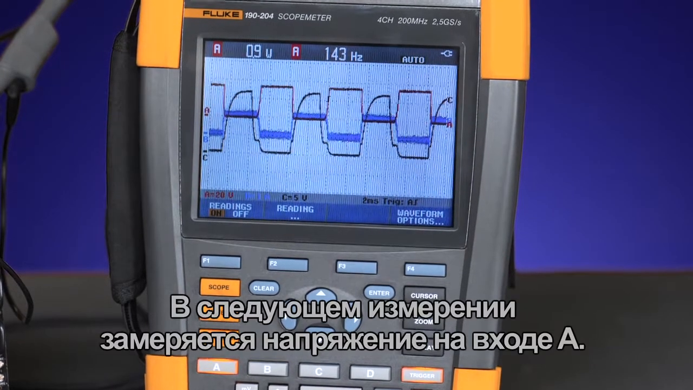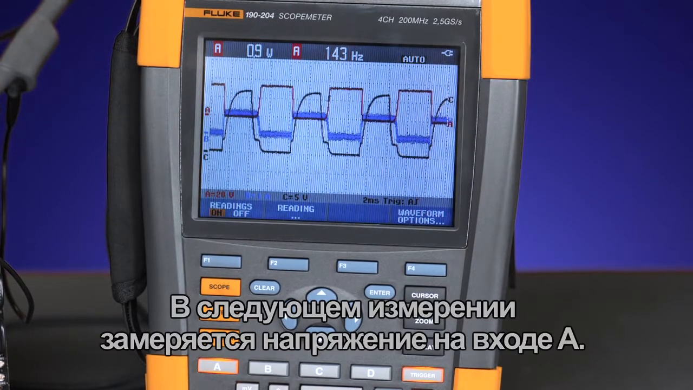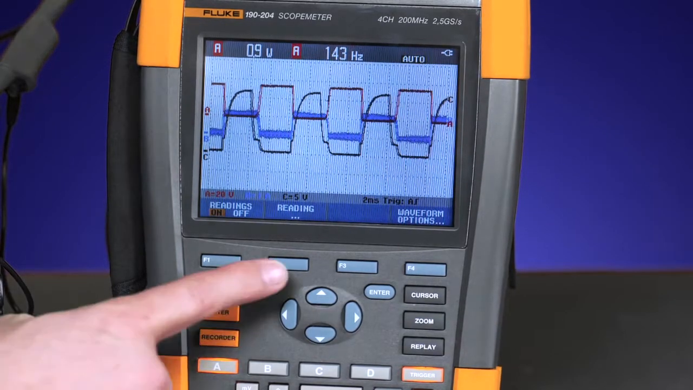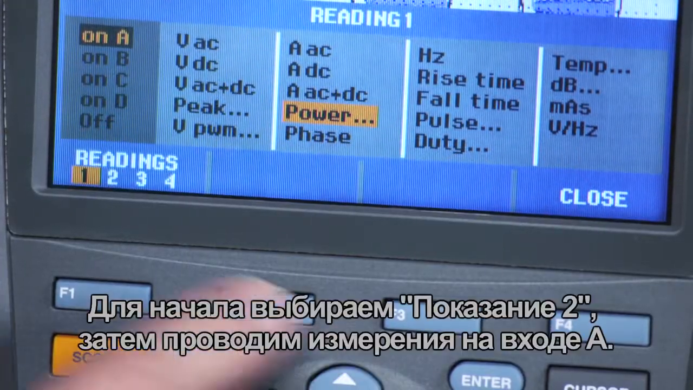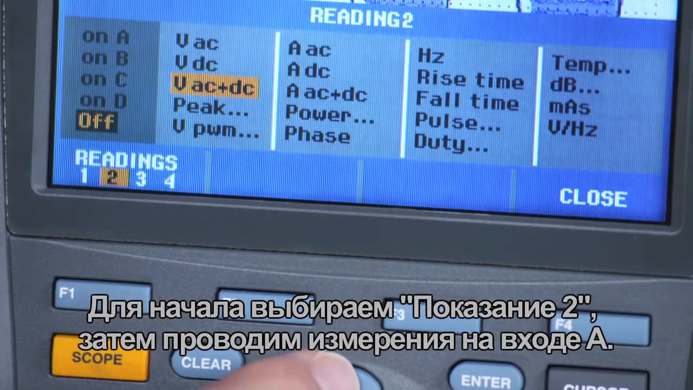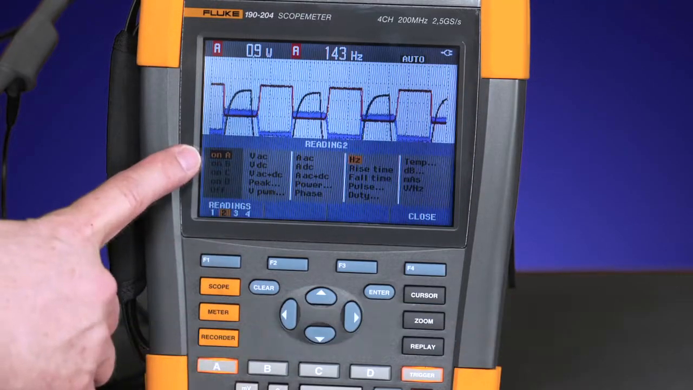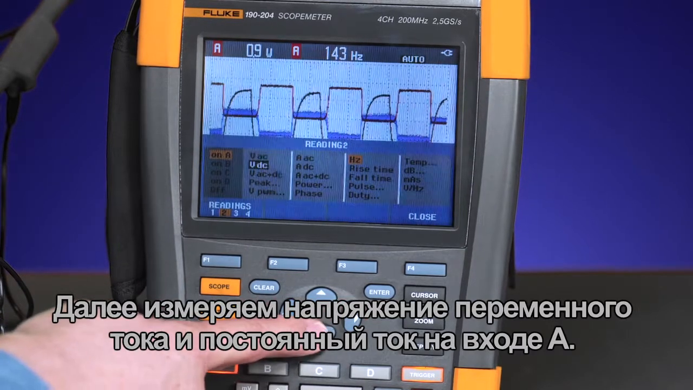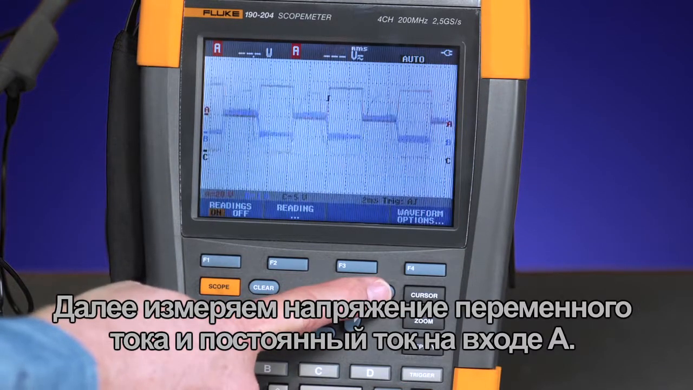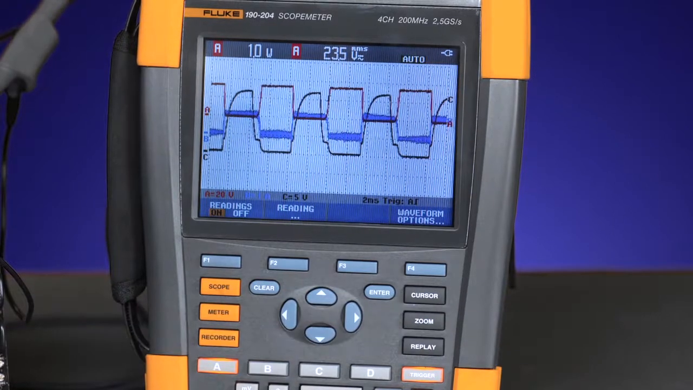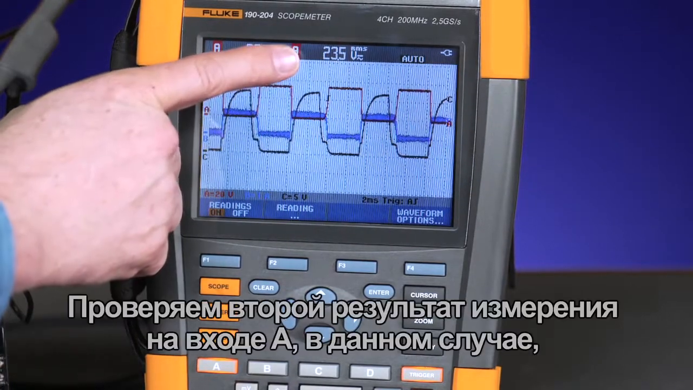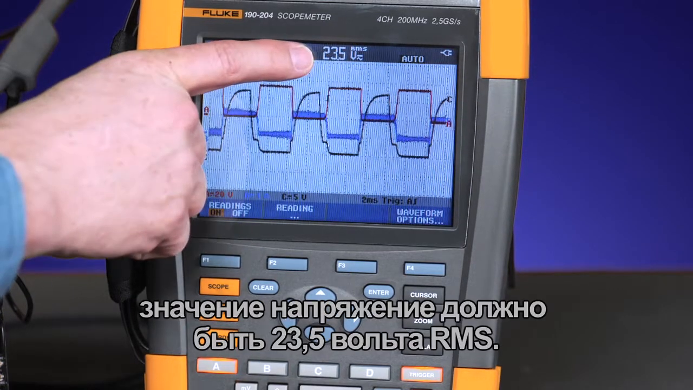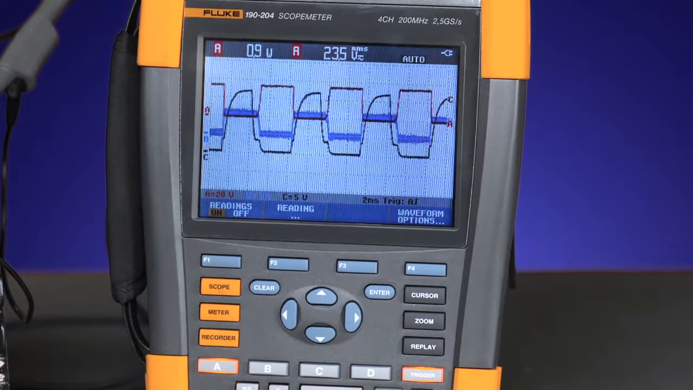The next measurement we'll set up measures the voltage on input A. To begin, select reading 2, measuring on input A. Next, we'll measure the voltage AC plus DC across input A. You can see the second measurement on input A, in this case 23.5 volts RMS.